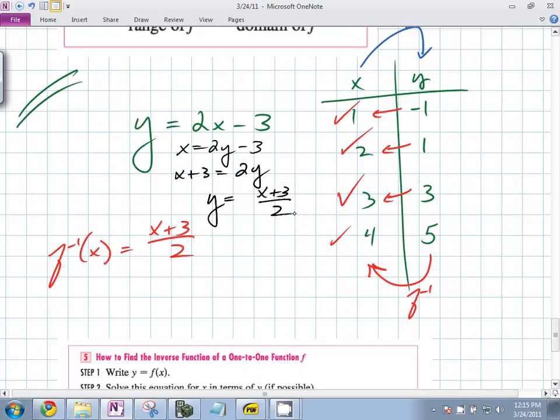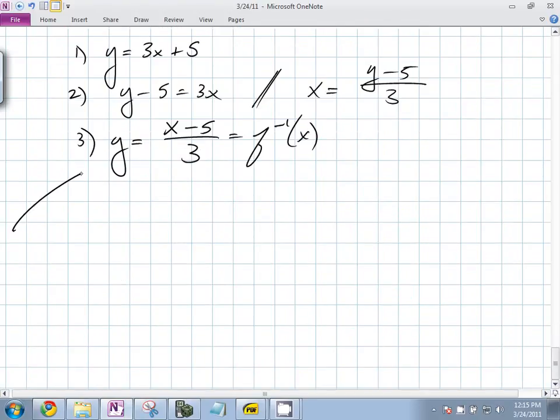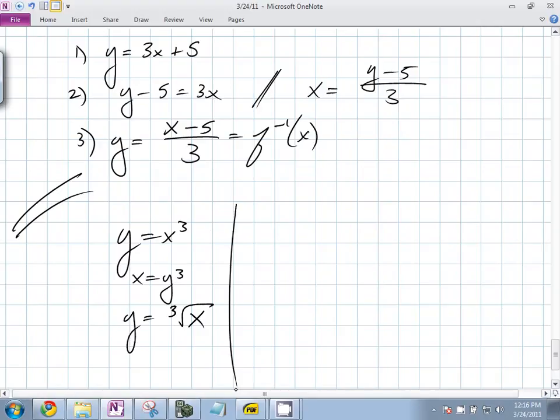Absolutely. What about, let's do a different one. y equals x cubed. If we want to find the inverse, we need to switch and isolate. So let's switch first. So x is equal to y cubed. What are we trying to isolate? y. What do you have to do to both sides to isolate y? Cube root. So y is equal to the cube root of x. Excellent.